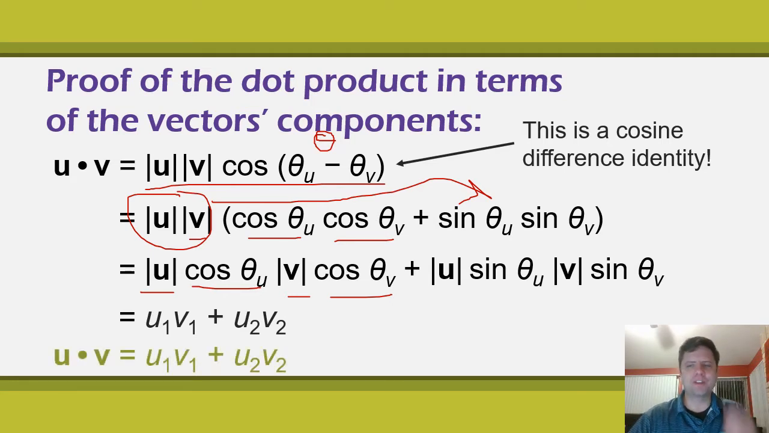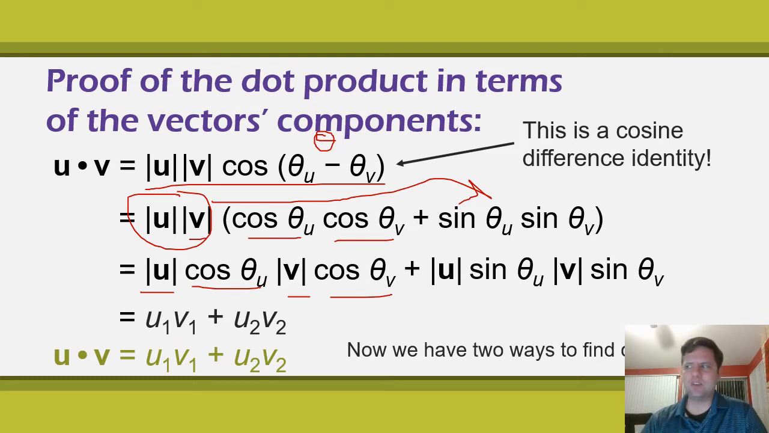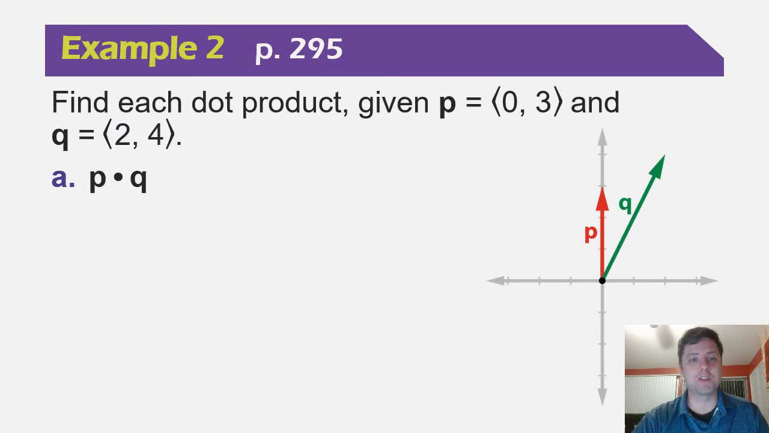So the dot product of u and v can also just be u1 v1 plus u2 v2. So we now have a second way to find the dot product. If we know the x and y components of the vector, we just multiply the x's together and add them to the y components multiplied together.